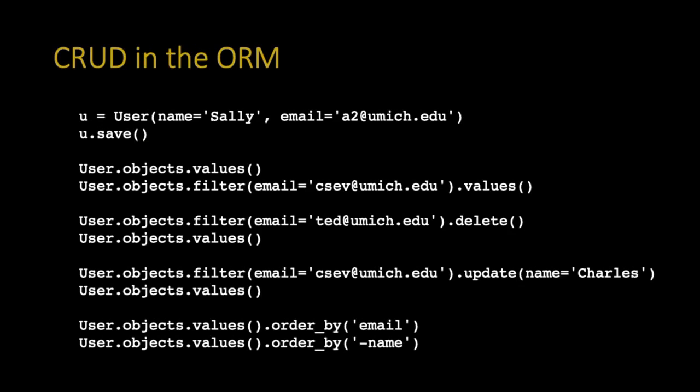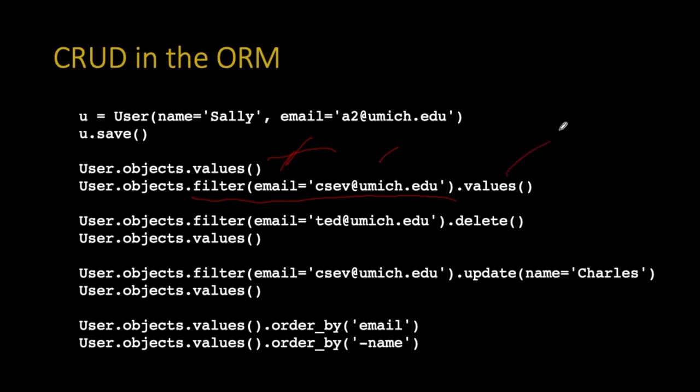And so you can do basic CRUD operations with this object relational mapper. The save is the insert. You can select, which is basically user objects values. That's like select star, so give me all of the objects. A where clause is user objects filter, and there's your where clause. Email is a column name, and c7@umich.edu is a value in that column.